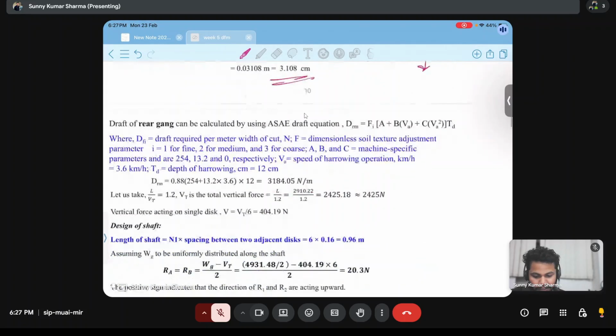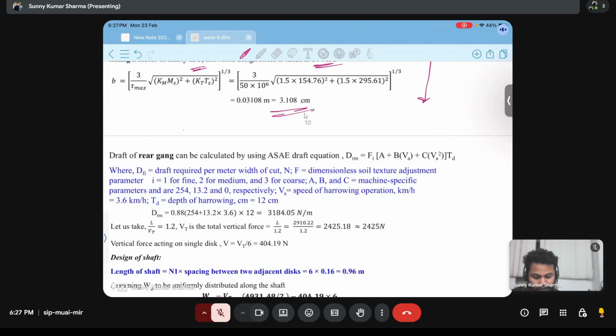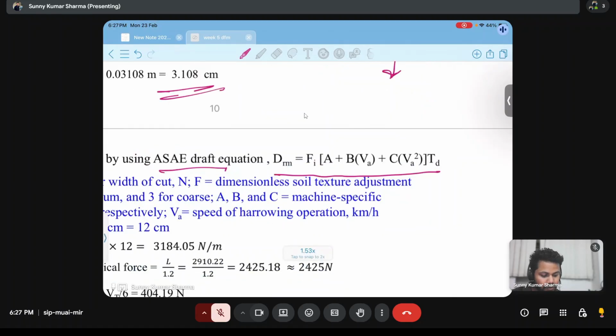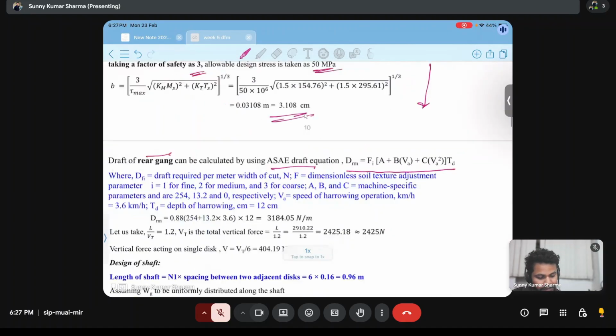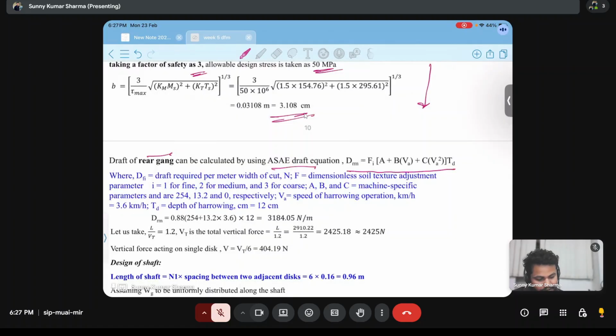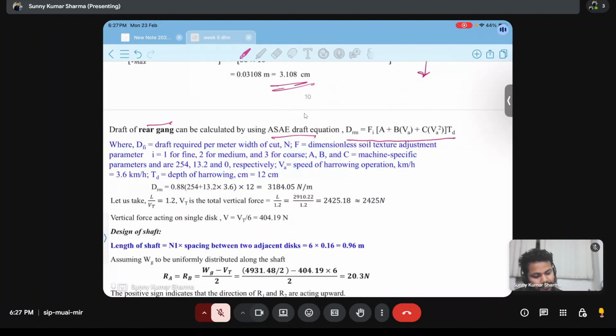In the same way, the design of the rear gang will be done. For front gang, we were not having any draft equation. But for rear gang, we have a Sabi draft equation, which is F_i plus A_i plus B_i V plus C_i V square into W T, where F is the dimensionless soil texture adjustment parameter, whose value can be seen in previous lectures. And V is the velocity, or speed, of harrowing operation, and T is the depth of harrowing.